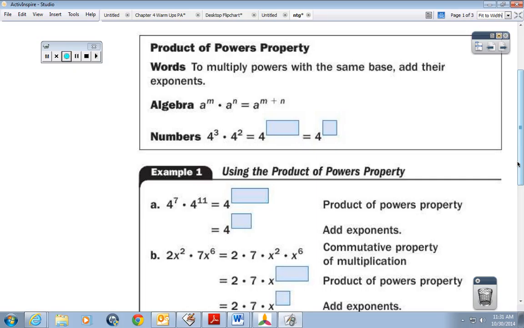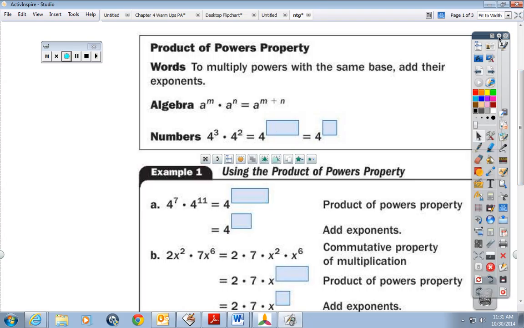So all I do, if I have 3 4s right here, and I have 2 4s right here, how many 4s do I have? 5 4s. I have 3 plus 2 4s, which is how many 4s? 5 4s. Wait, that's all we do? Yes. Are we going to learn how to do the variables as well? Yes.